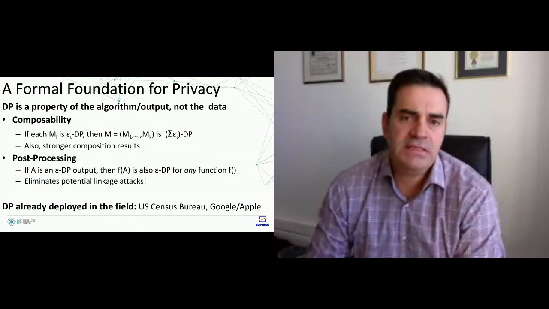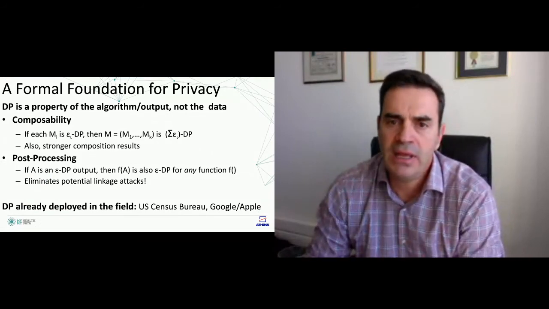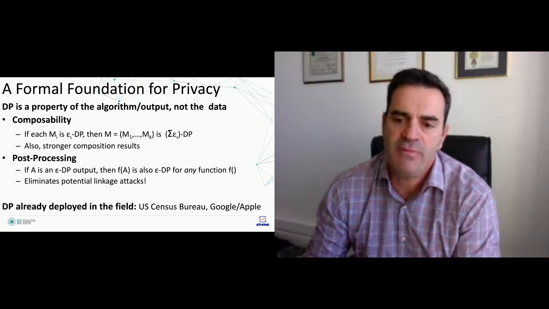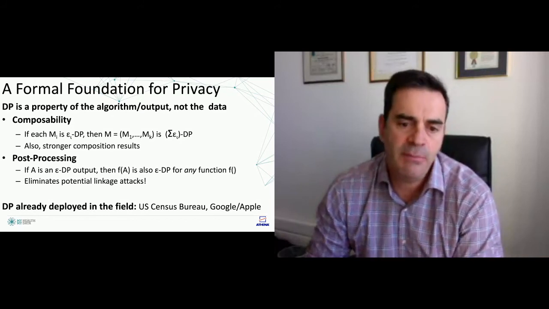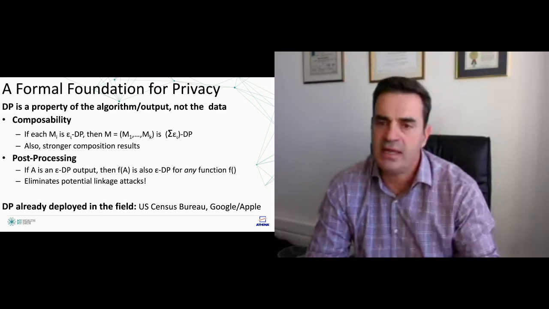So again, these formal properties like composability and post-processing are really, really important. These are things that we would like to have to formally reason about any kind of privacy framework. Okay, and the post-processing in particular is really important because it eliminates these potential linkage attacks.